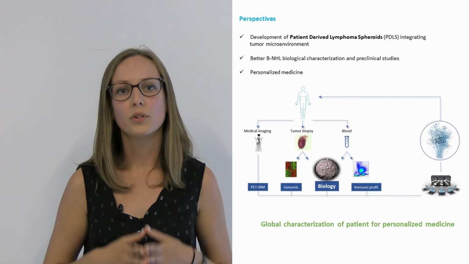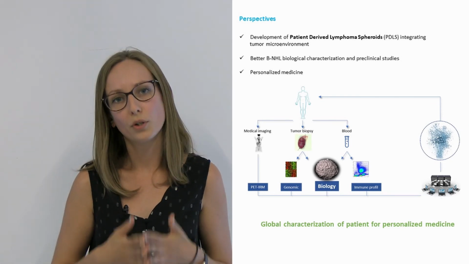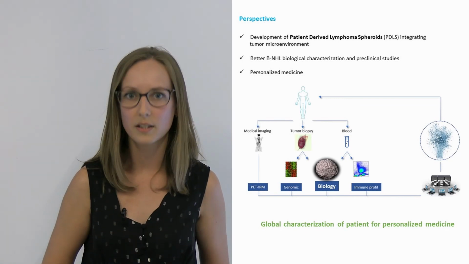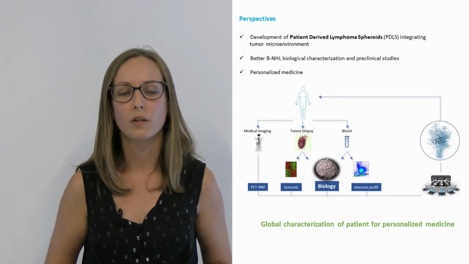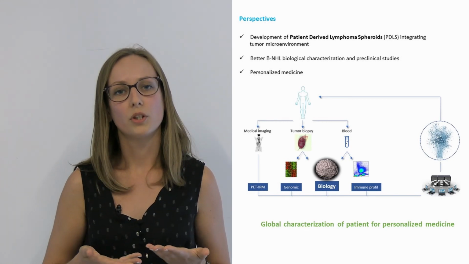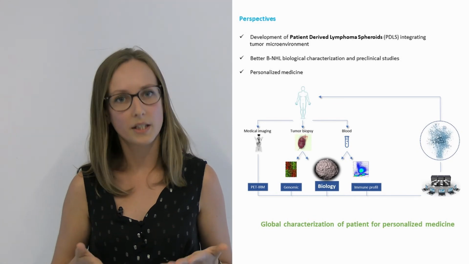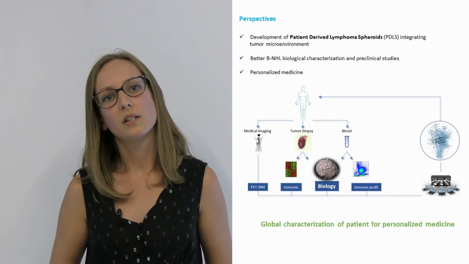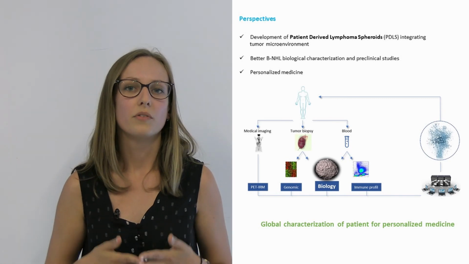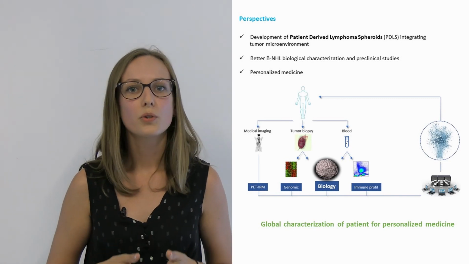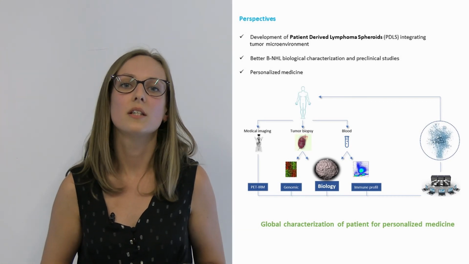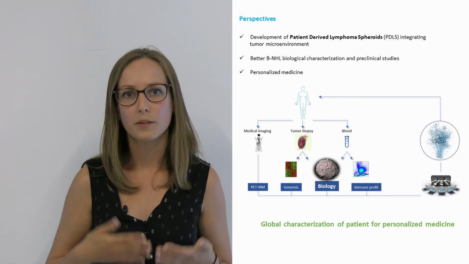Also, this study opens encouraging perspectives in terms of model development of patient-derived lymphoma spheroids, or PDLS, integrating tumor microenvironment. This may allow in the future a better B-NHL biological characterization and preclinical studies in a more relevant and complexified system, better recapitulating disease heterogeneity and microenvironment contribution. These models will take a central place in the global strategy of patient characterization necessary to propose a personalized medicine.